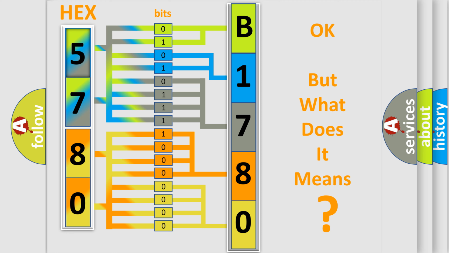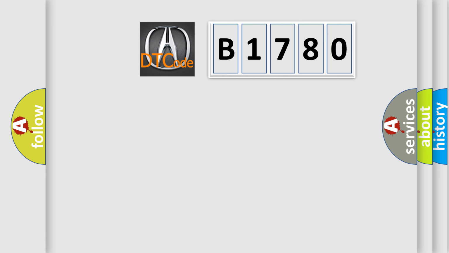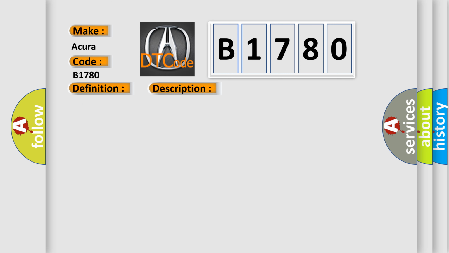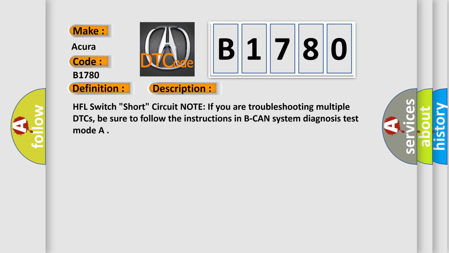The number itself does not make sense to us if we cannot assign information to what it actually expresses. So, what does the diagnostic trouble code B1780 interpret specifically for Acura? The basic definition is HFL switch, HFL talk, HFL back buttons, circuit short. And now this is a short description of this DTC code.